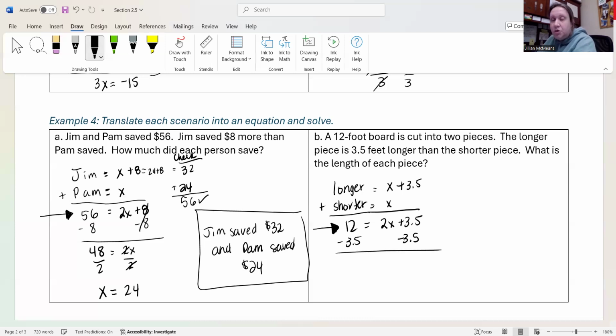Okay, so 12 minus 3.5, we would get what, 8.5? And then that's going to equal just 2x. And the reason it equals just 2x is 3.5 minus 3.5 is 0. 2x plus 0 is 2x. So now I want to get the x alone. The issue is x has been multiplied by 2, so I need to undo that multiplication. So I divide both sides by 2. 2 divided by 2 is 1. 1 times x is x. And then 8.5 divided by 2 is 4.25.